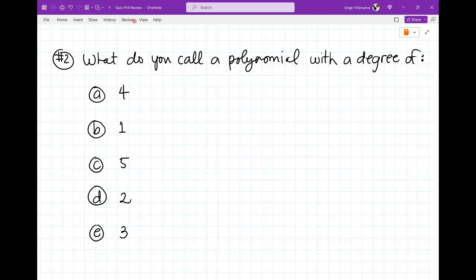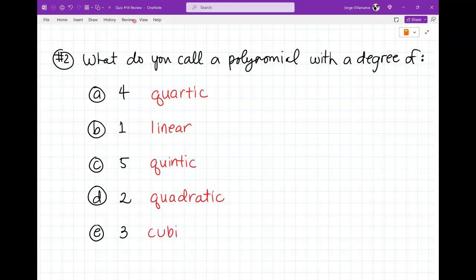So does anybody remember what to call a highest degree of 4? A quartic, right? That's called a quartic. So quartic. What about a highest degree of 1? This would be linear. Highest degree of 5? Quintic. Thank you. Yeah, quintic. How about 2? Quadratic. And then cubic, which you said would be the 3, right? Cubic.